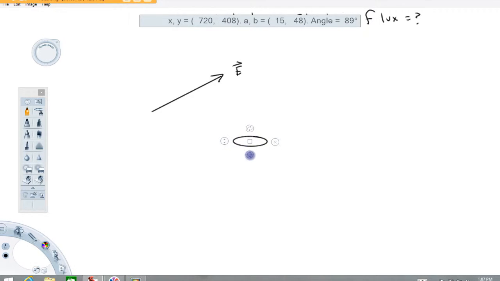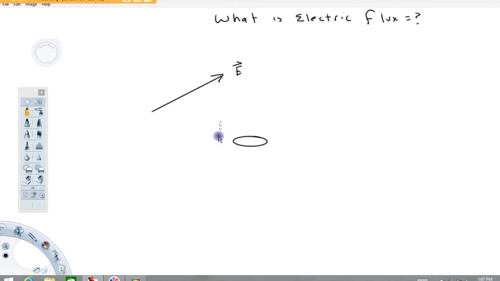Okay, now, so this electric field vector is effectively going through the area. Now you notice that the angle between the electric field vector and the plane here is not 0 or 90 degrees.